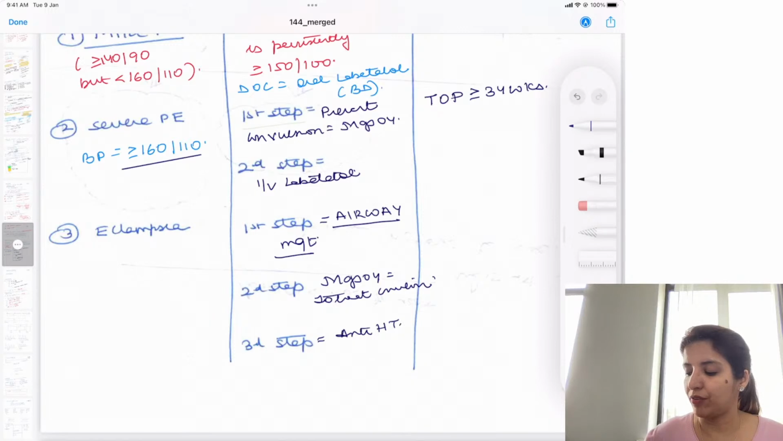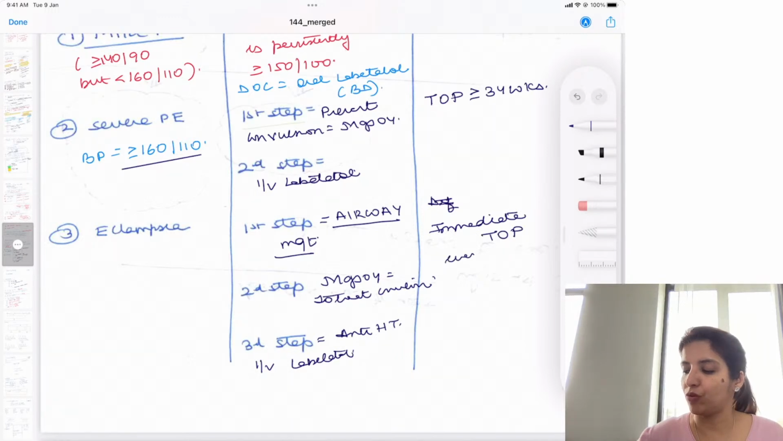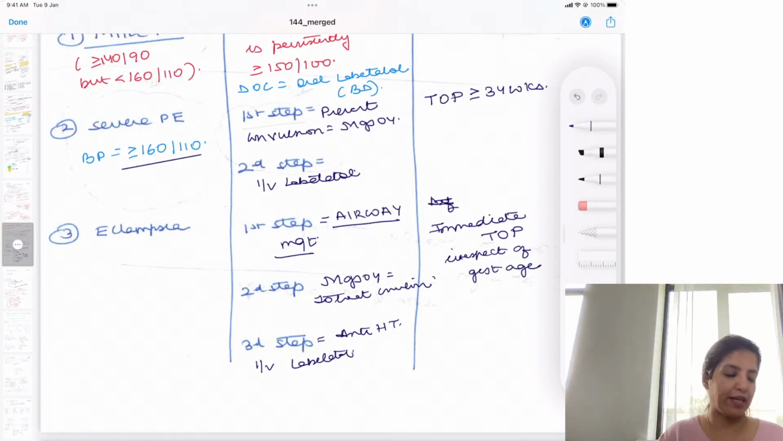I am going to give her IV labetalol. What is the definitive management? Definitive management is immediate termination of pregnancy, irrespective of gestational age. Clear?